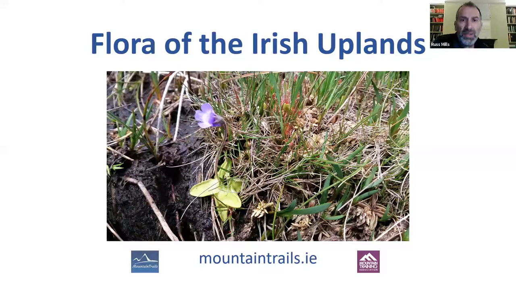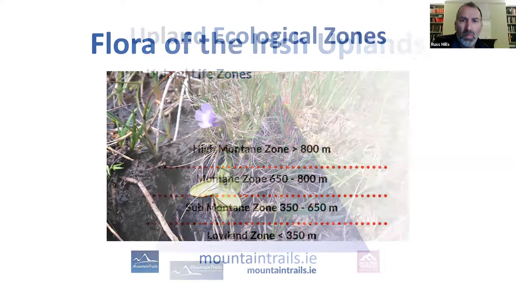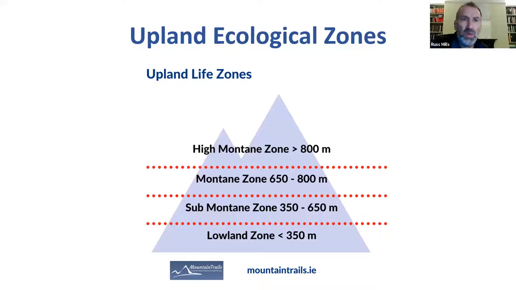And to take account of that, we divide the mountains into what we call upland ecological zones or upland life zones. So we'd start in the valleys with what we call the lowland zone, and then, as we go up in heights, the submontane zone, the montane zone, and the high montane zone.